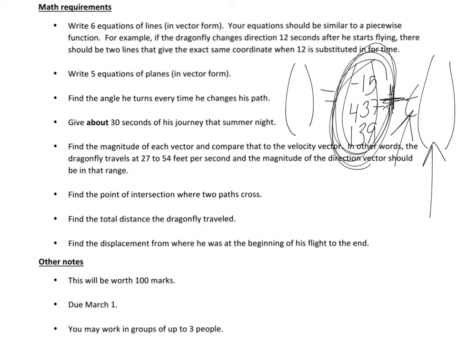But when I say in here, find the magnitude of each vector, I'm talking about the magnitude of each direction vector, and then compare that to his velocity. So the magnitude of that needs to be between 27 and 54. Okay, and then we did say at one point that there were 2 paths that cross, and you need to find that point and show me the work behind finding the intersection. And then find the total distance the dragonfly traveled, which is different from the displacement from where he was at the beginning to the end.